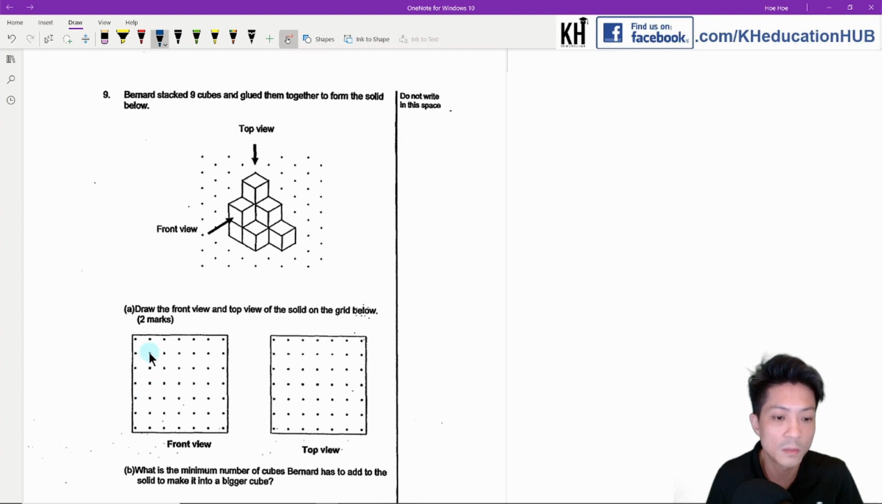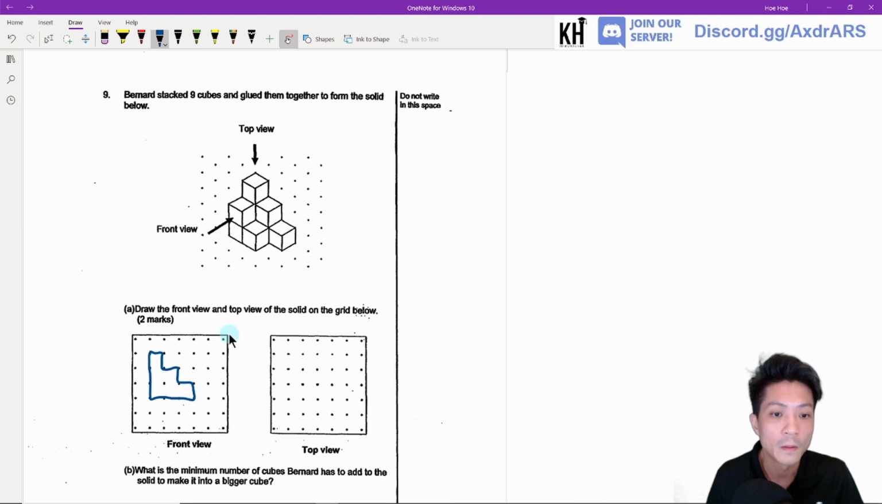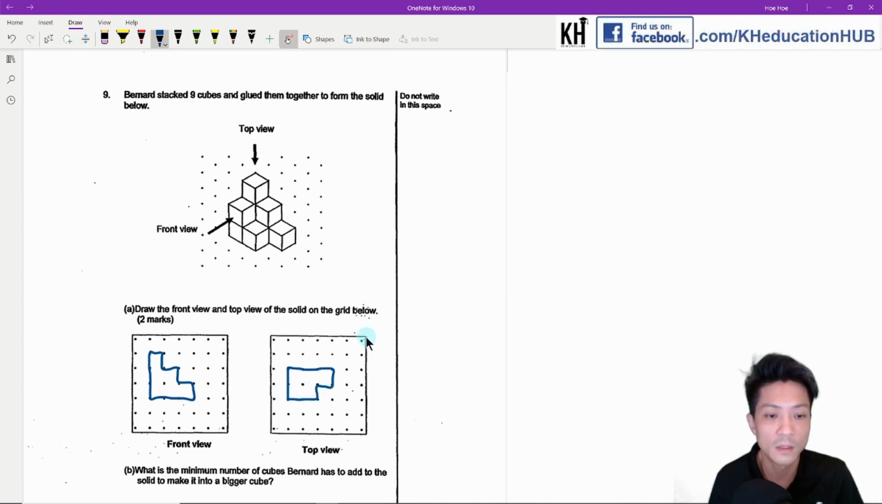Front view will be a 3, 3 and a zigzag. So it will be something like this, 1, 2, 3, 1, 2, 3, and the top view will be 2 like this, and another 3. Followed by this.